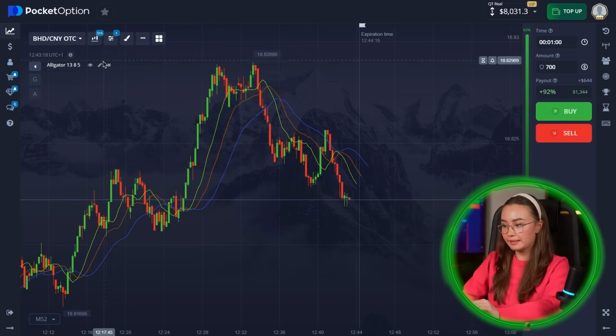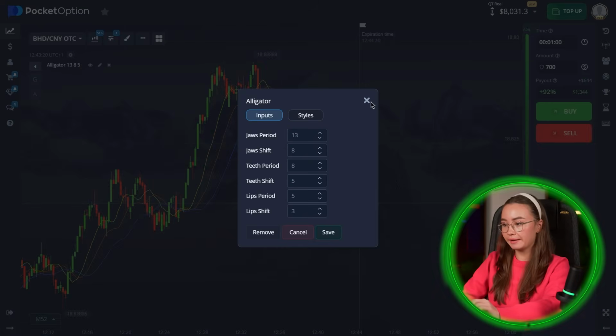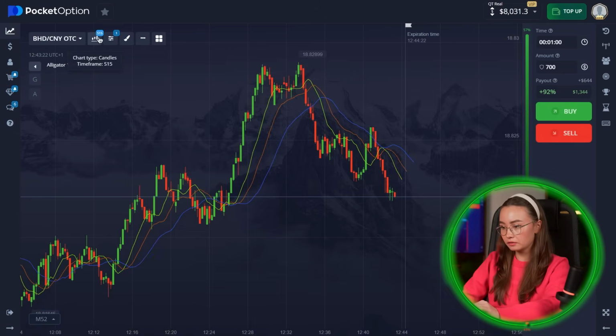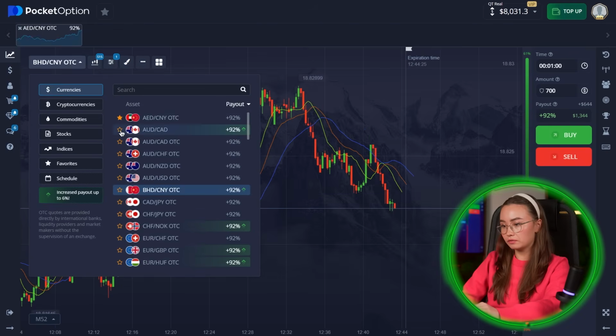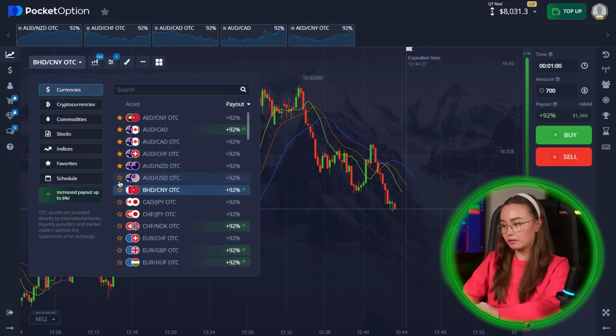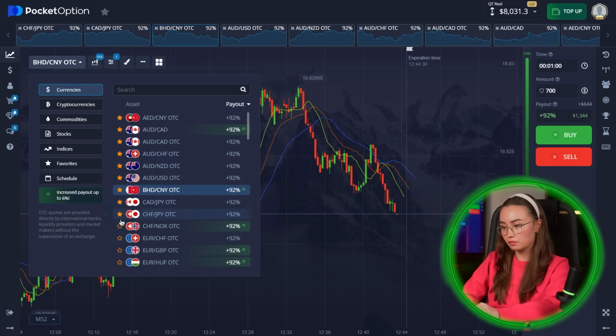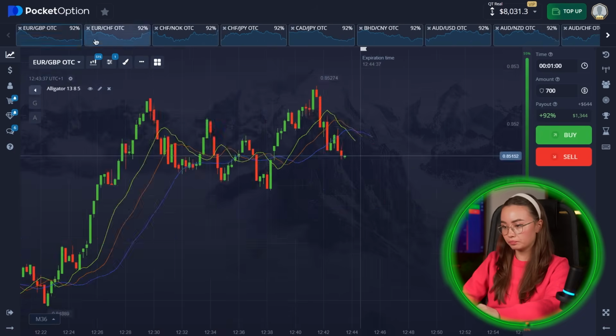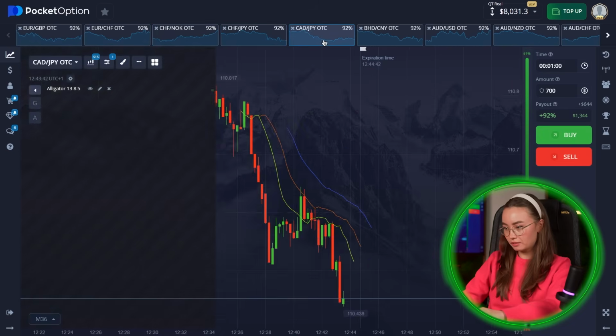Now we go to the indicators tab. Here we select the Alligator indicator, leave its settings on default, and let's add currency pairs for quick switching. Okay, let's find something interesting.